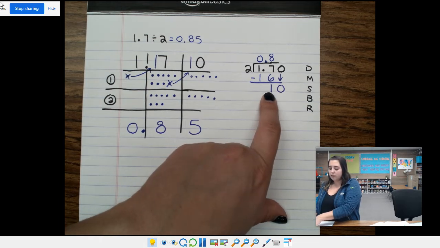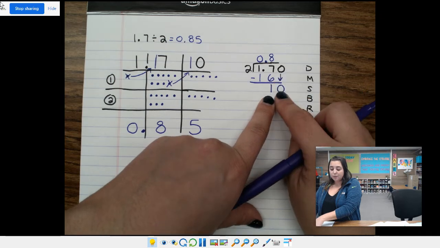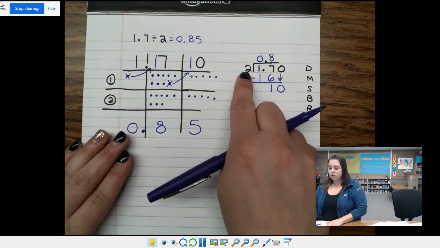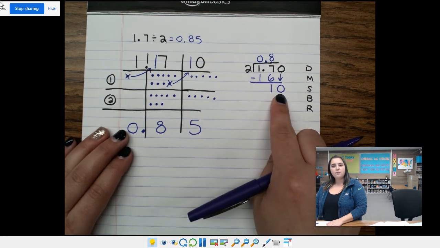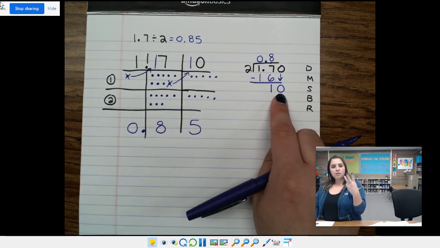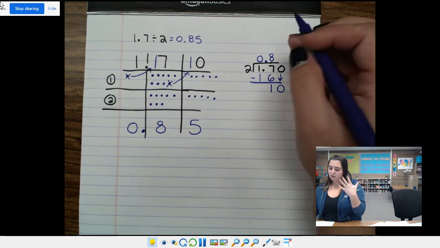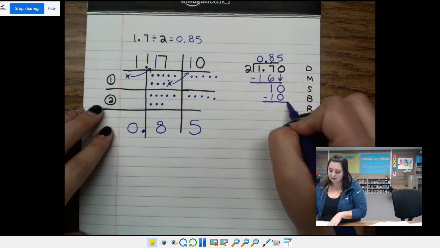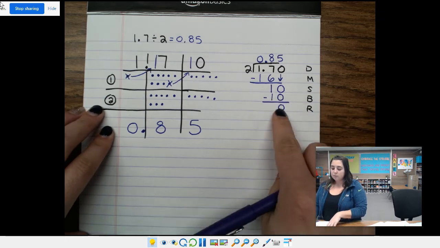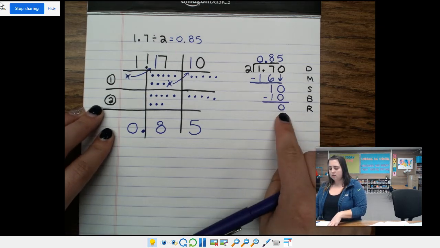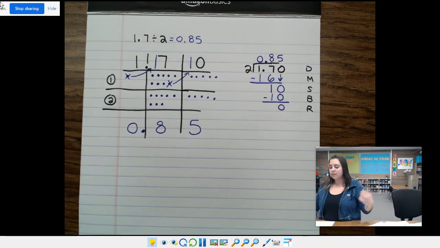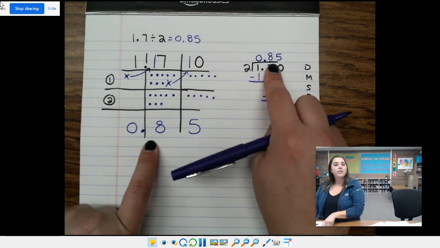So now that 1, if I have anything when I subtract and there's nothing to bring down, I'm going to have to add a 0. So now 2 goes into 10. 2, 4, 6, 8, 10. 5 times, which was exactly 10. When I subtract and I get a 0, and there's nothing else to bring down, we are done. I got the same answer there.